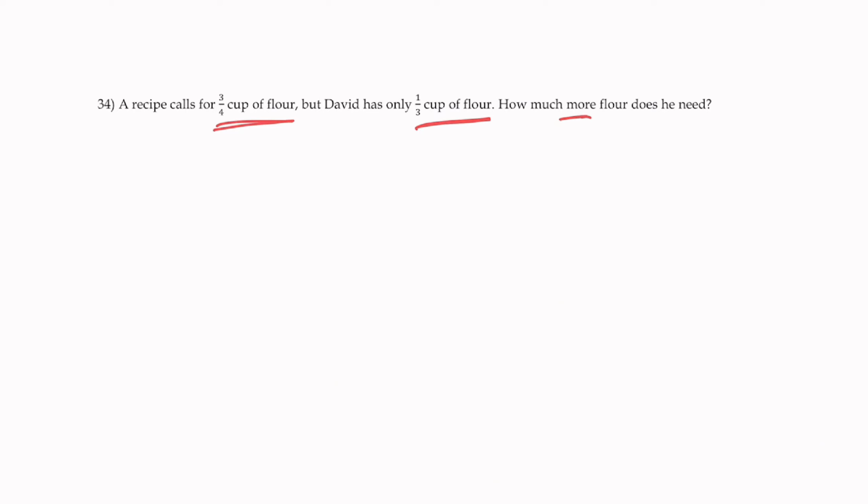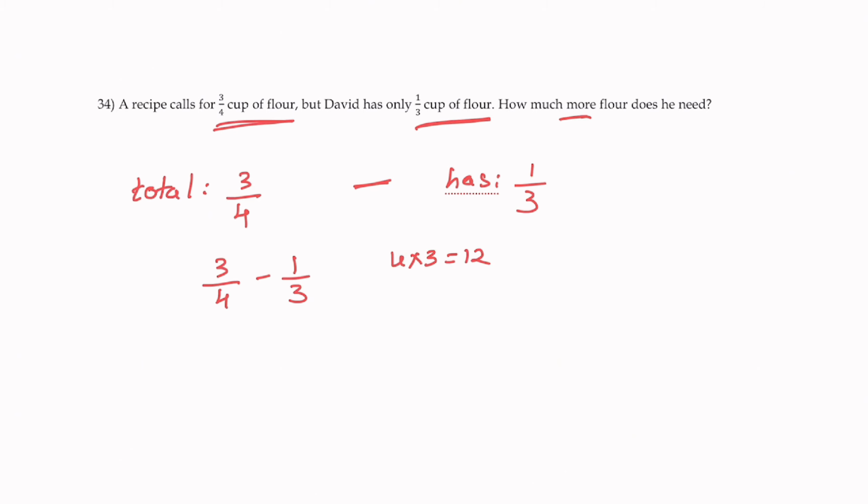Let's write it down. Total, how much is required, which is 3/4. What he has, how much he has? 1/3. So if you find the difference, you will know how much more he needs. That means 3/4 minus 1/3. Once you get this, you solve as you solved previous questions, right? Equalizing the denominator. So this has to be 4 times 3, 12. That's how you make the denominators the same.